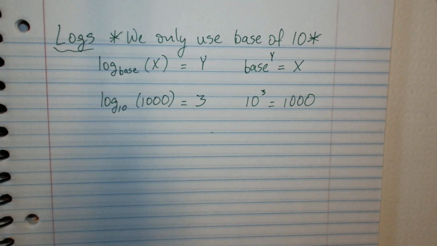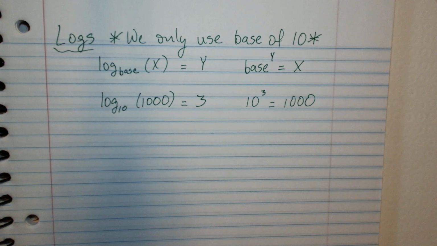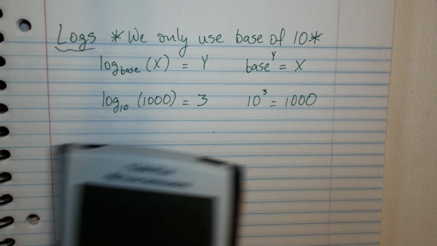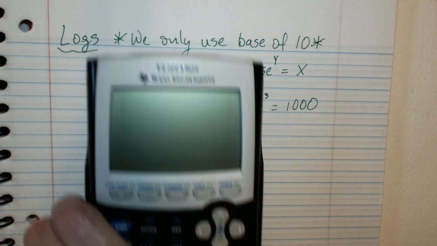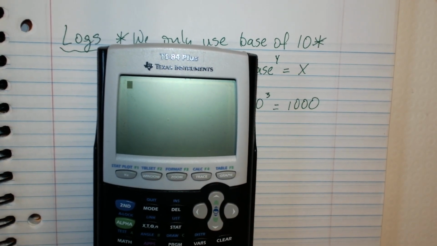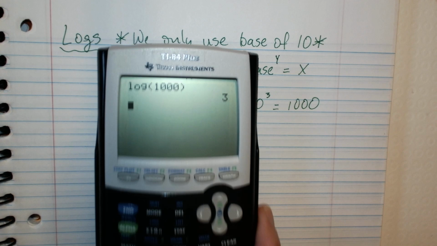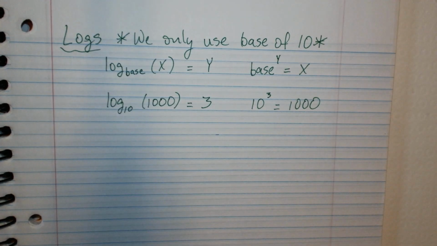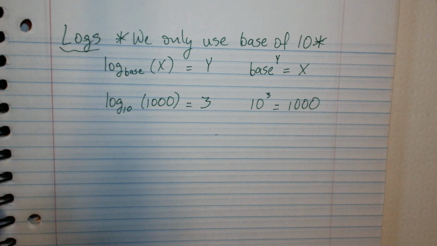Okay, the log button is just a button in your calculator. So if you were going to do this in your calculator to see does this actually work, your log button is a base of 10 already. So if you hit log of 1,000, you should get 3 because the log button in your calculator is already at a base of 10. Okay, so it's just a general how logs work sort of thing.